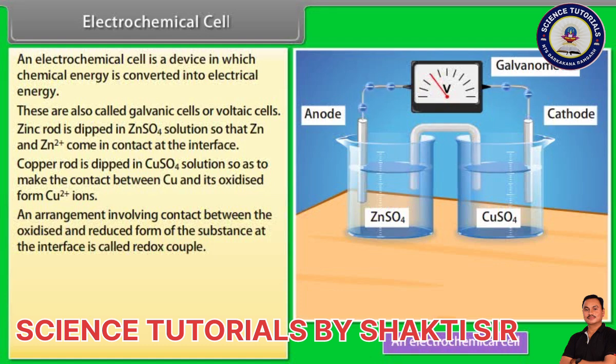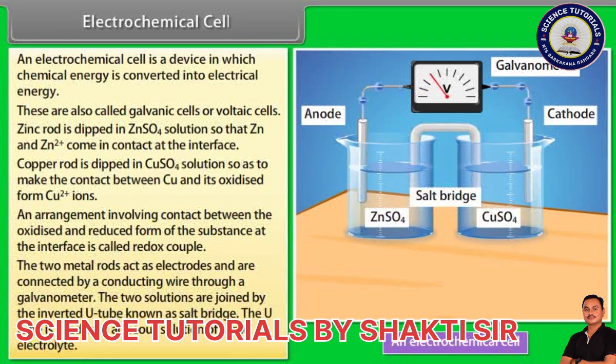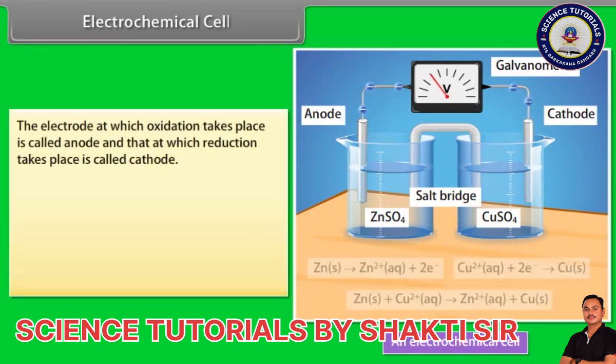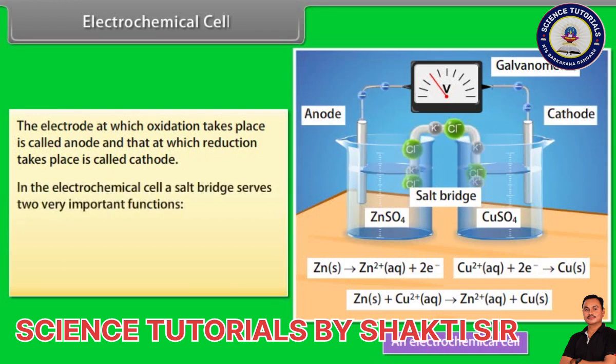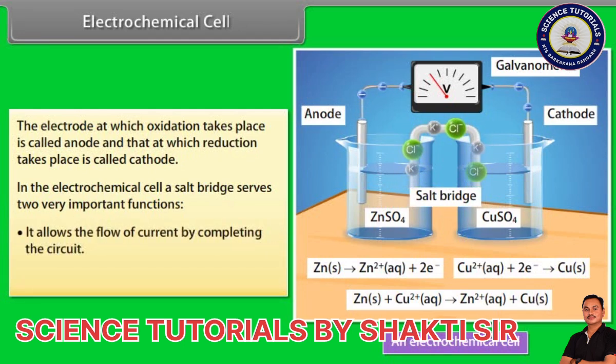An arrangement involving contact between the oxidized and reduced form of the substance at the interface is called a redox couple. The two metal rods act as electrodes and are connected by a conducting wire through a galvanometer. The two solutions are joined by an inverted U-tube known as a salt bridge. The U-tube is filled with an aqueous solution of some electrolyte. The electrode at which oxidation takes place is called the anode, and that at which reduction takes place is called the cathode. In the electrochemical cell, a salt bridge serves two very important functions. It allows the flow of current by completing the circuit. It maintains electrical neutrality.